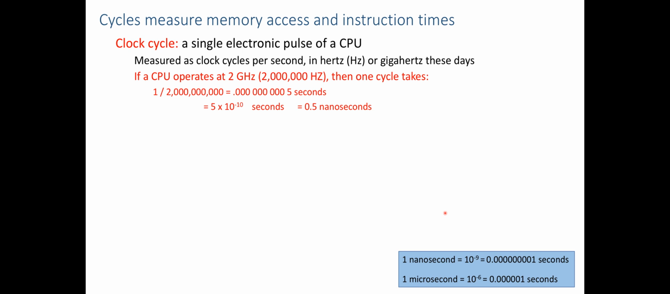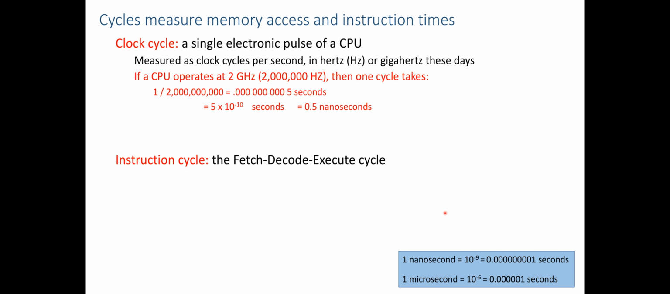But a CPU could typically operate these days at around 2 gigahertz, which is 2 billion hertz, or 2 billion cycles per second. And in that case, one cycle then takes 1 over that number, or 5 times 10 to the minus 10th seconds, 0.5 nanoseconds for one clock cycle.